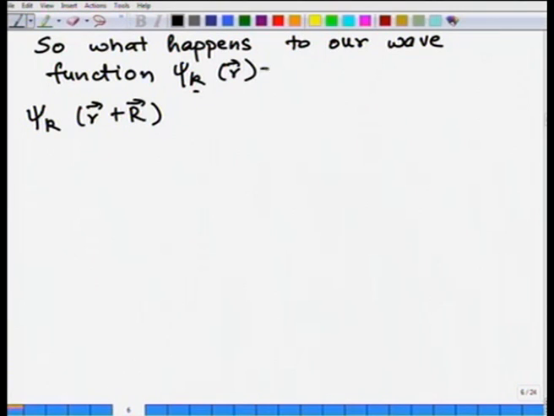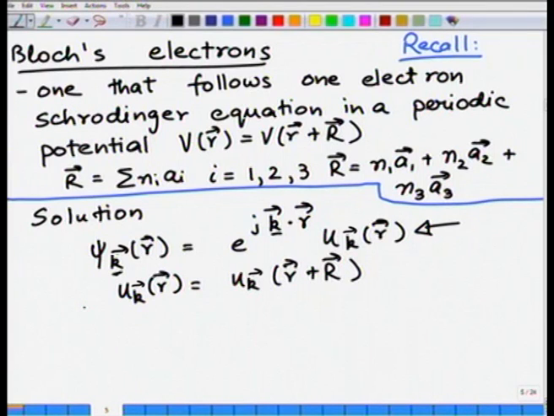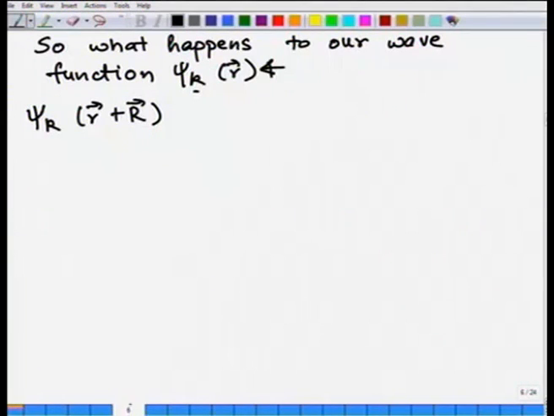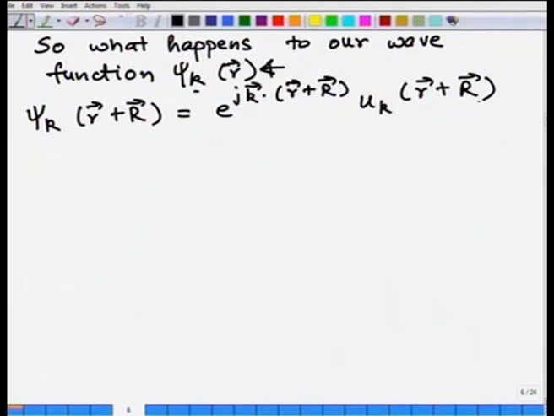Wave function at k, this we have derived in the previous equation. I have written it here. This is what we have written here, and now we are asking what this quantity will be equal to. Let us just substitute it in there. Therefore, we are going to write e to power j k dot (r plus R) and u of k at (r plus R). So, that is what this quantity will be equal to. I just substituted in there.